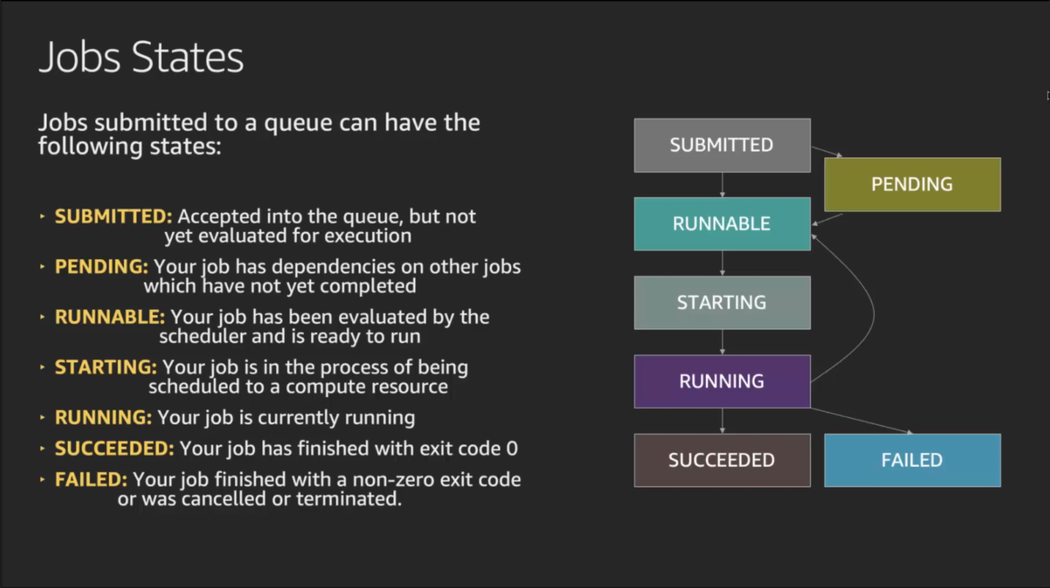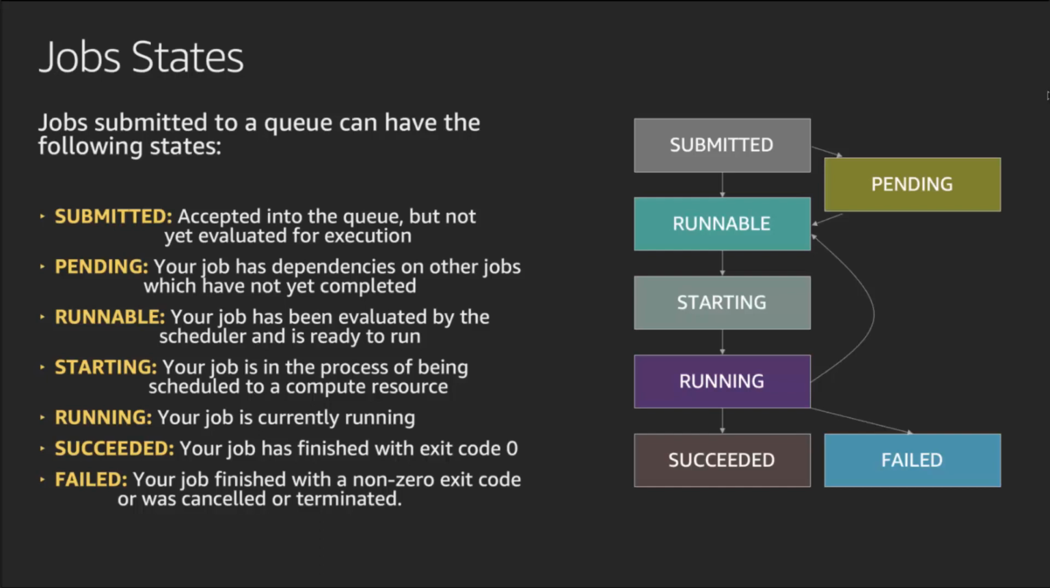If there are no other dependencies, the job would then go into the runnable state, not running. Once it has gone into a runnable state, that essentially means your job has been evaluated and it's ready for the scheduler to schedule the job and move it into the starting state. Once it goes into the starting state, it means that the scheduler is now in the process of scheduling your job onto a compute resource, one of the compute environments that we talked about earlier. It will then move into the running state, which means your job is actively running.